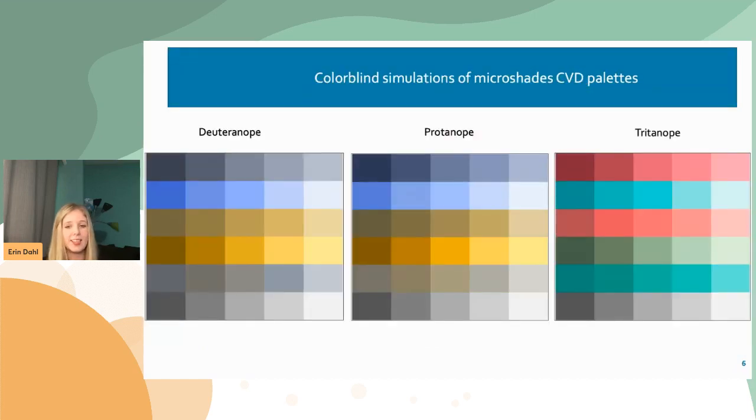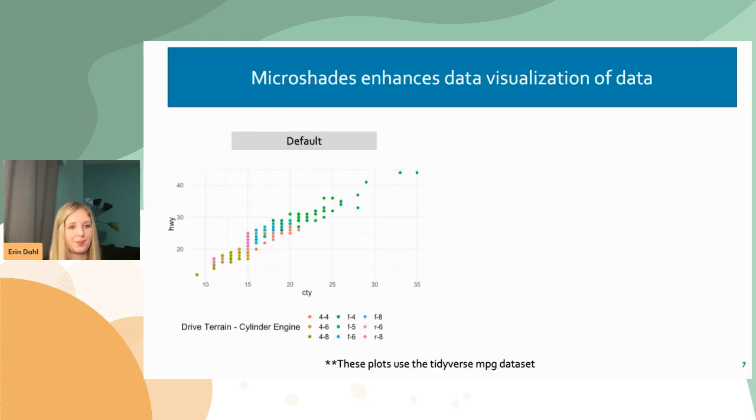This next slide shows the Microshades CVD palettes under each type of CVD simulation. So you can see we have the Deuteranope, Protanope, and Tritanope simulation. In these, the colors are distinct and therefore accessible. Simulations for our other palette are also available on our website. Microshades palettes are easily accessed with our package and can be applied to any plot.